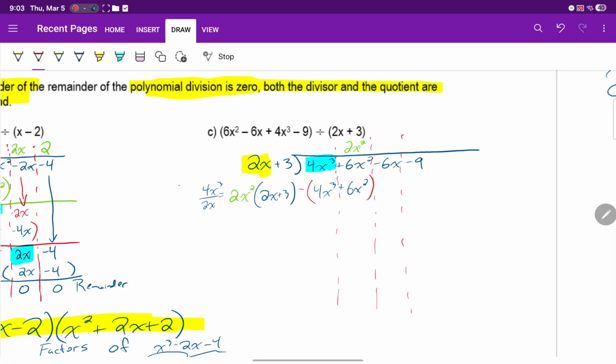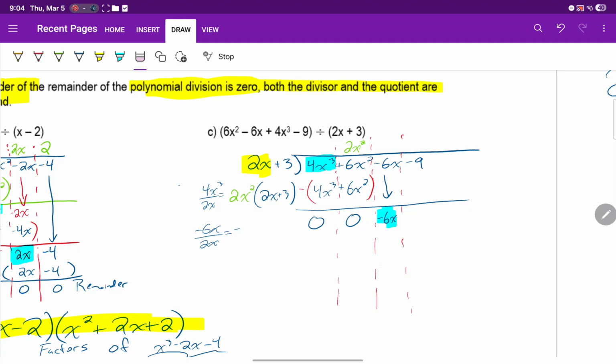Okay, when I do my subtraction here, what I get is 0 and 0. That's interesting. So what that means now is I don't have anything to check. So I'm going to bring this negative 6x down. Now I'm going to check how many times 2x goes into negative 6x. So negative 6x divided by 2x is equal to negative 3.